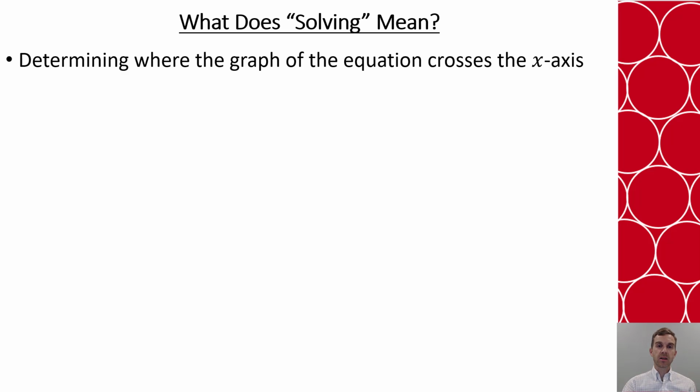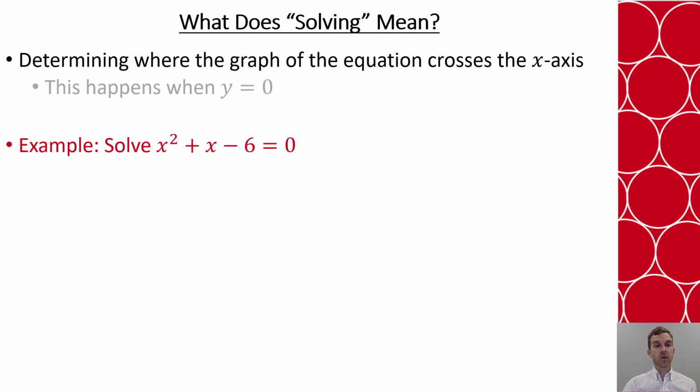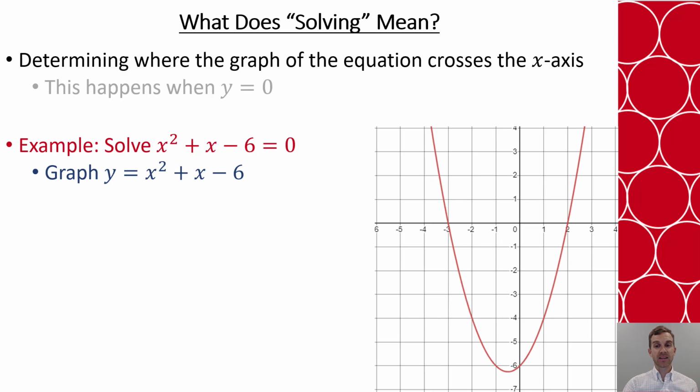Now you may ask yourself, what does solving even mean for these quadratic equations? What is happening is that we're really looking at where the graph of the equation crosses the x-axis. So in other words, we're looking at when the y value equals 0 for this graph. So if we look at the equation x squared plus x minus 6 equals 0, if we're trying to understand what this means, we would graph y equals x squared plus x minus 6, and it would create this parabola.